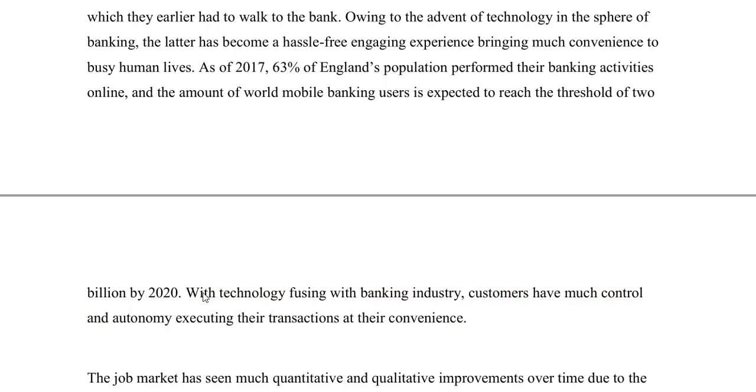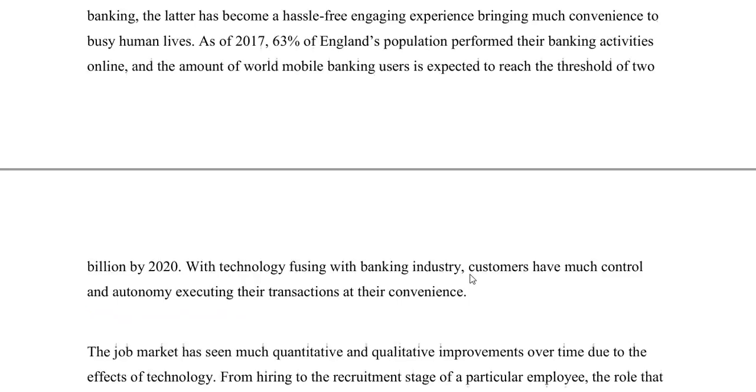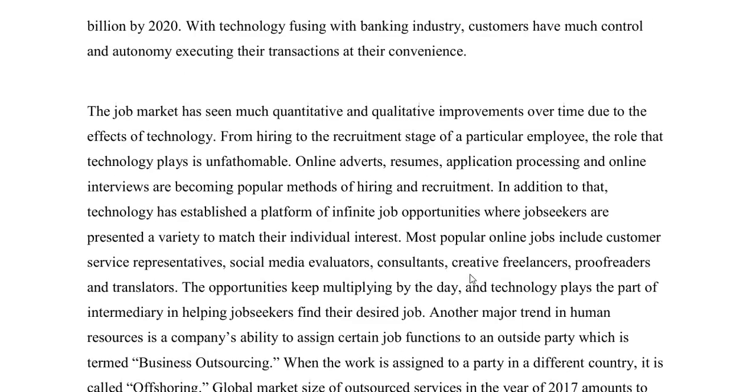Let's conclude. With technology fusing with the banking industry, customers have much control and autonomy, executing their transactions at their convenience. That's in other words, customers can do their banking activities much easier, much faster, in a much more simplified manner because of technology. So this was our concluding sentence, right? Okay, see how easy it is if you understand the basics of writing a cause and effect essay.